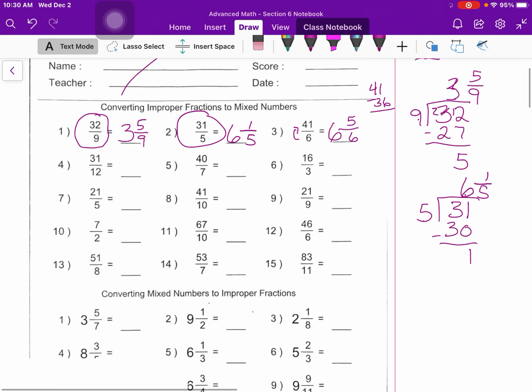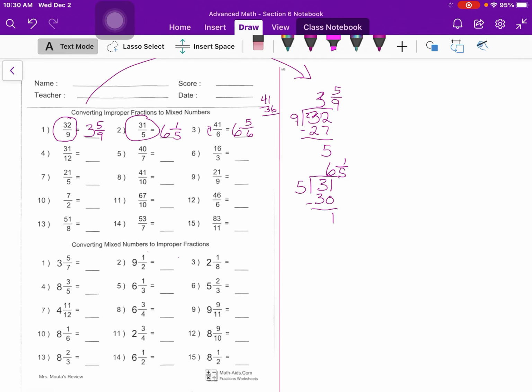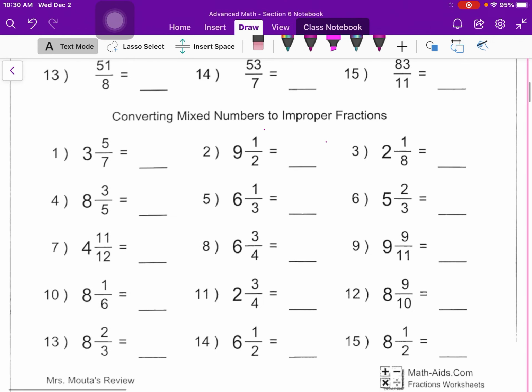Right down at the bottom, the second part of this is practicing going the other direction. So when you have a mixed number and you want to turn it into an improper fraction, those are skills we're going to have to do as we divide fractions. So to do that, you look at the denominator, this 7, and what you'll do is multiply it by the 3. So 7 times 3 is 21. And then you add this numerator. So 21 plus 5 is 26. And then the denominator will stay the same.